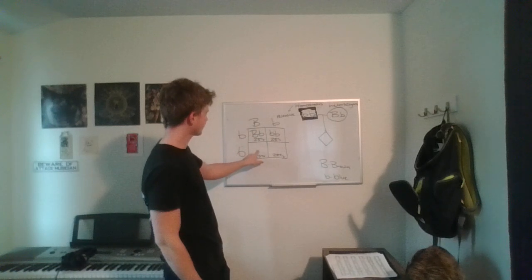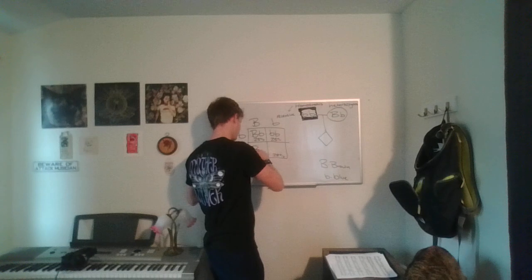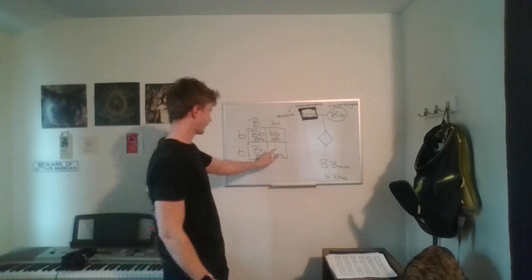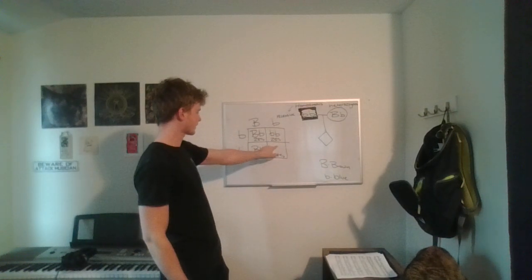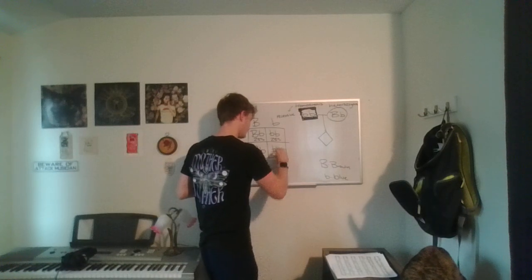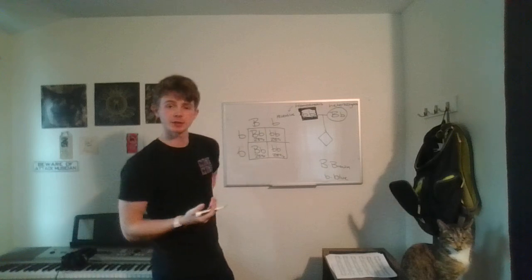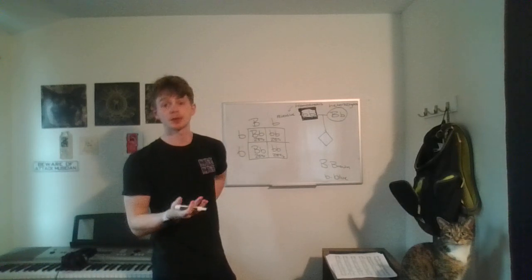If I look at this bottom left one, big B at the top, little b at the side, we got a big B, little b. If I look at this last one, little b at the top, little b on the side, little b, little b. So now I have to ask myself, what are the chances of this kiddo having brown eyes?